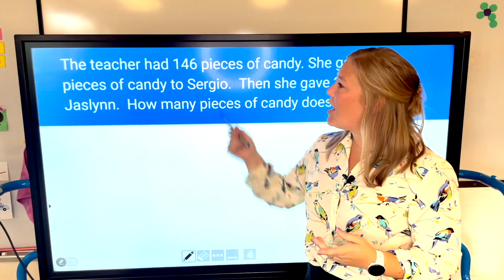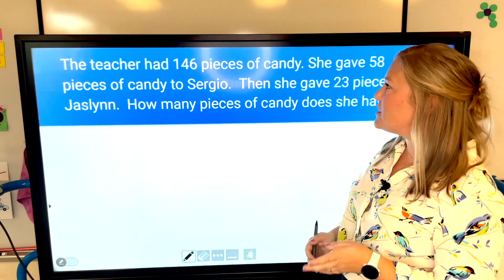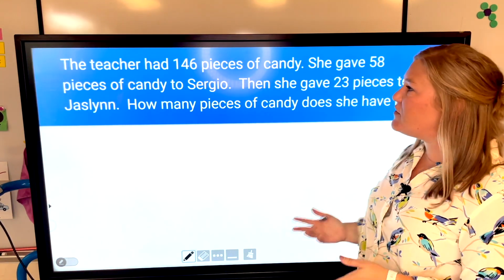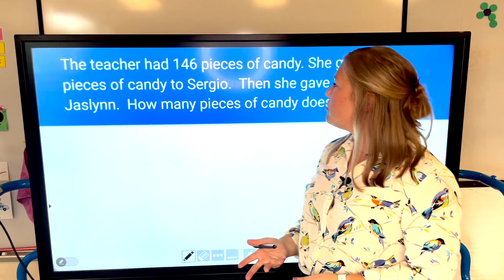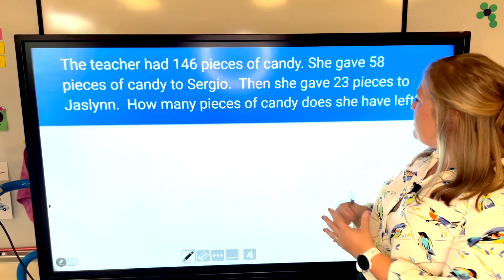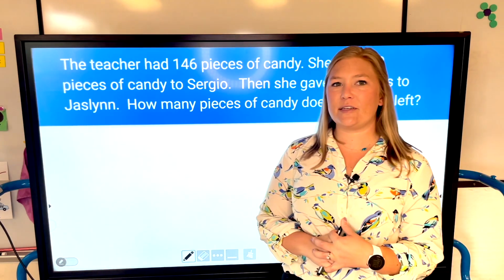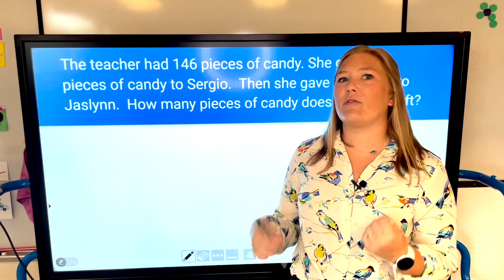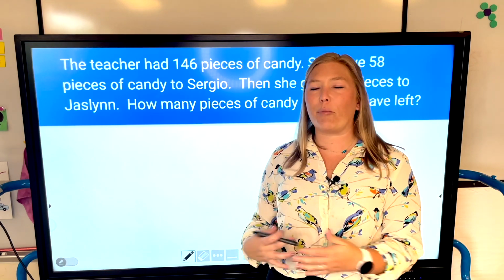Here we go. The teacher had 146 pieces of candy. She gave 58 pieces of candy to Sergio. Then she gave 23 pieces to Jaslyn. How many pieces of candy does she have left? Okay, let's figure this out. Let's go back and circle and underline those important parts.